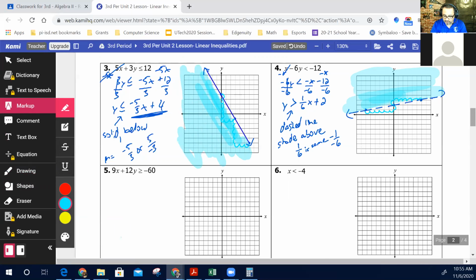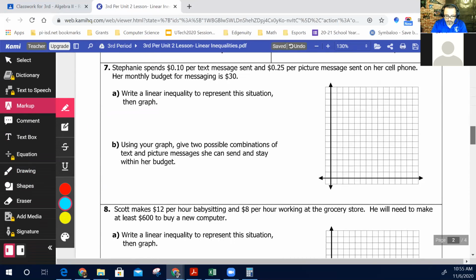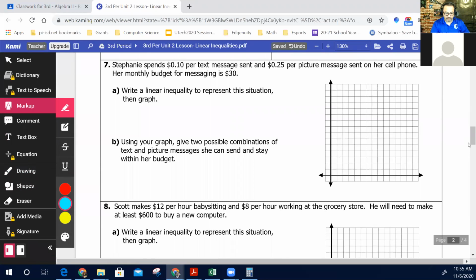Okay, let's see. Let's work on the word problem. So let's talk about Stephanie here. Stephanie, we're looking at the old school data plans for messaging. So when I had my first cell phones back in the 90s, yeah, you got charged for everything. You got charged per minute that you were on. You got charged for each text message. And then eventually when we were able to message images, pictures, memes, yeah, you got charged per image that you sent. So it wasn't unlimited like it is now.